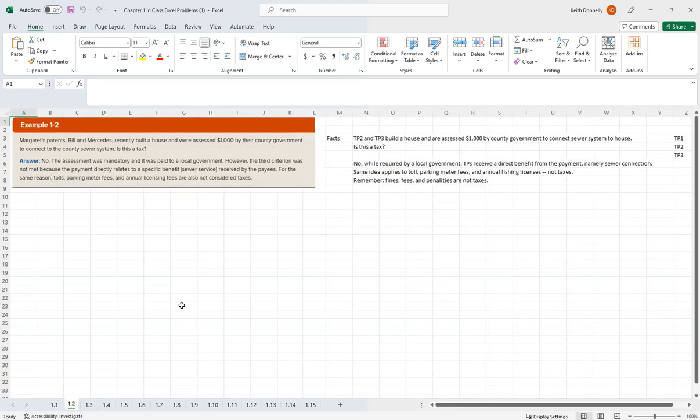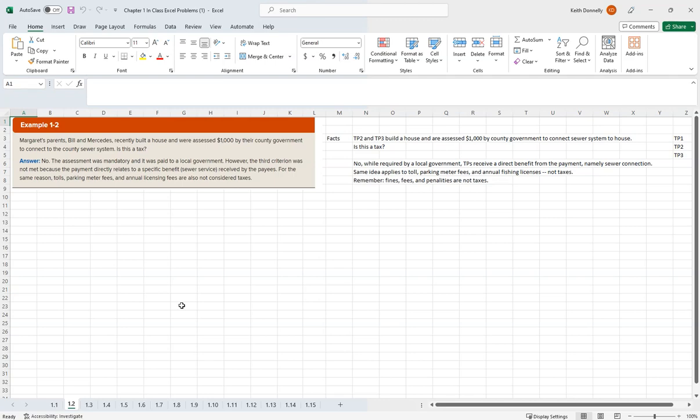Let's distinguish that from example 1-2, right? Say we have two taxpayers, they're building a house, and in doing this, they have to pay $1,000 to the local government to connect a sewer system. Well, in this way, we meet the first two elements. We have a payment that's required by a government. However, we do not meet the third element. In other words, we're receiving a specific benefit here. We're getting the sewer line just for us. It's not for everybody.